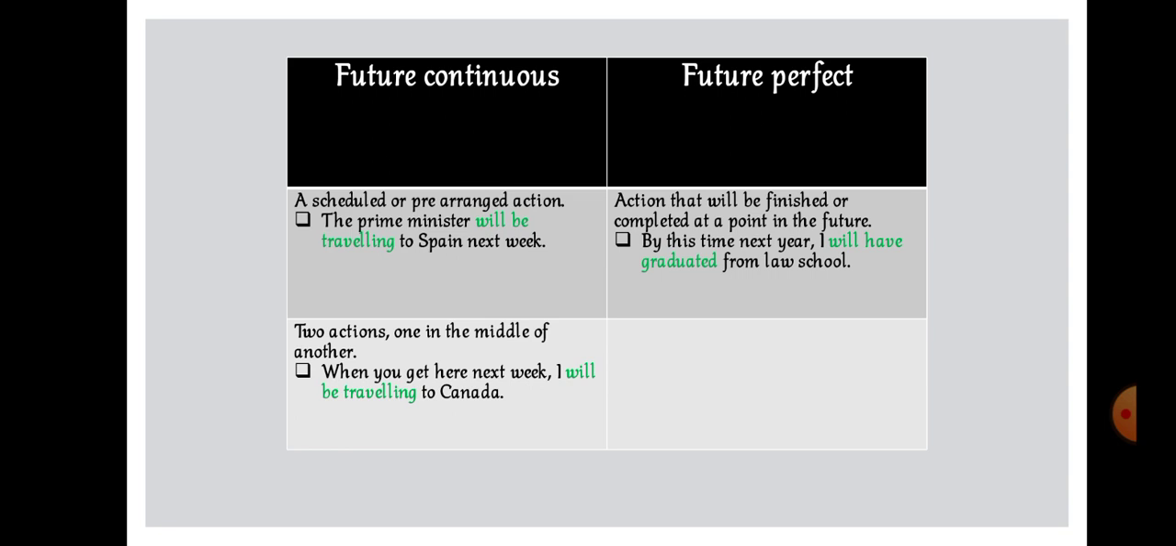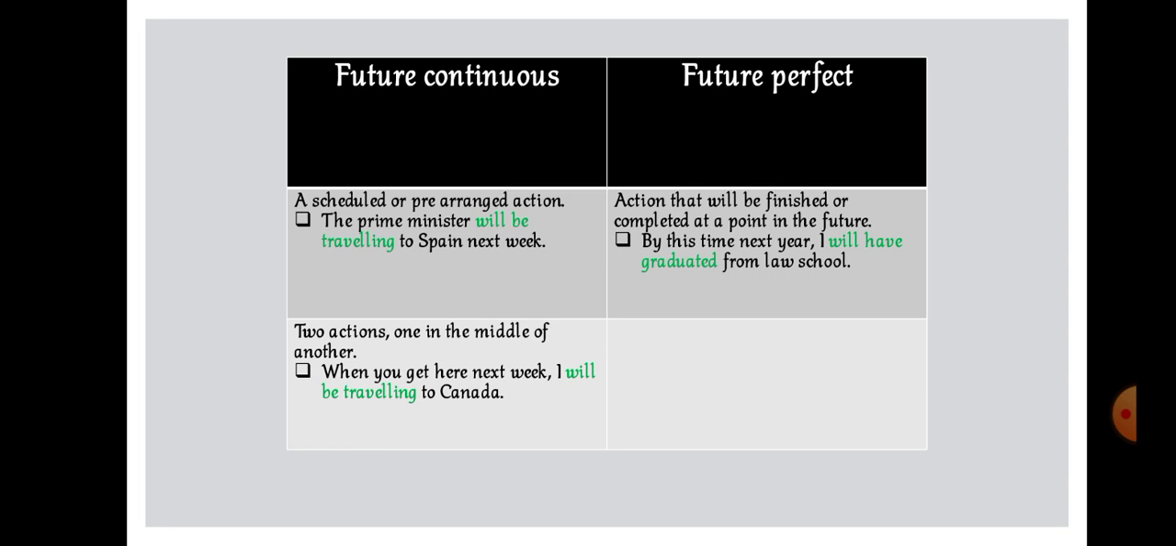Just imagine that way. She's traveling to Batticaloa now. She's not in her home place now, she's traveling to Batticaloa. So while you phone her, she says to you, when you get to Jaffna tomorrow, I will be traveling to Batticaloa. So by the time you reach Jaffna at 8 a.m., during that time, she will be traveling to Batticaloa. So two actions taking place almost at the same time, right? In those instances you use the future continuous tense, right?